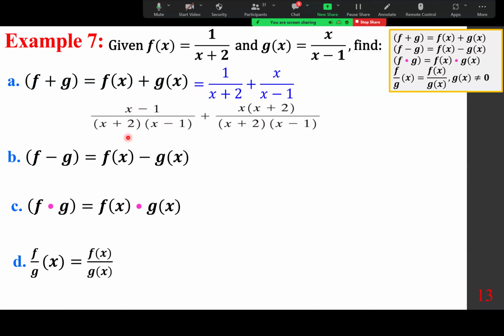So we write the common denominator, and we want to add these two. To add these two, let me distribute this and write it as x squared plus 2x. And we're going to put them in descending order. So x squared is first, x and 2x add up to 3x.